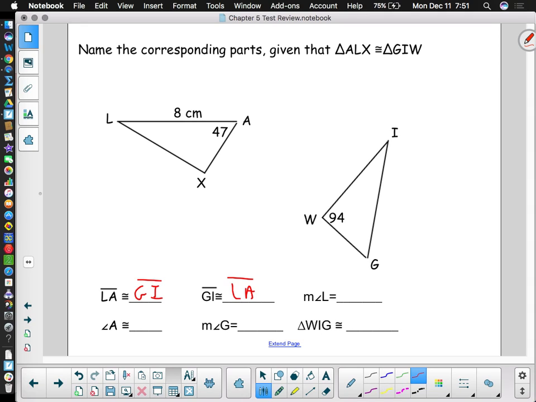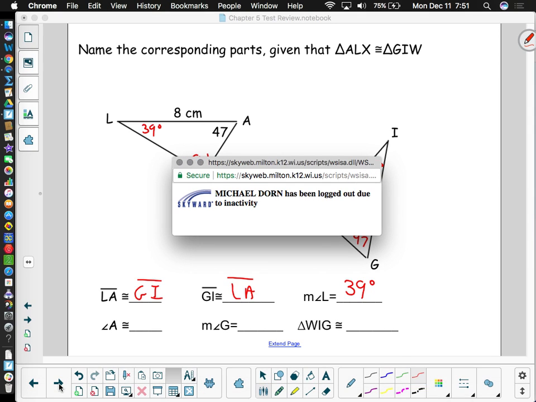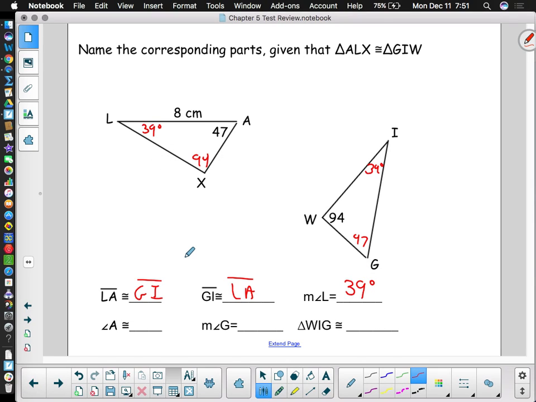Oh, but X corresponds to W, so that has to be 94, right? Oh, so this one has to be 47. So now I can figure out this is 130, 141 together. So that leaves me, what, 39 degrees? There we go. So we have to do a little work to get to that one.